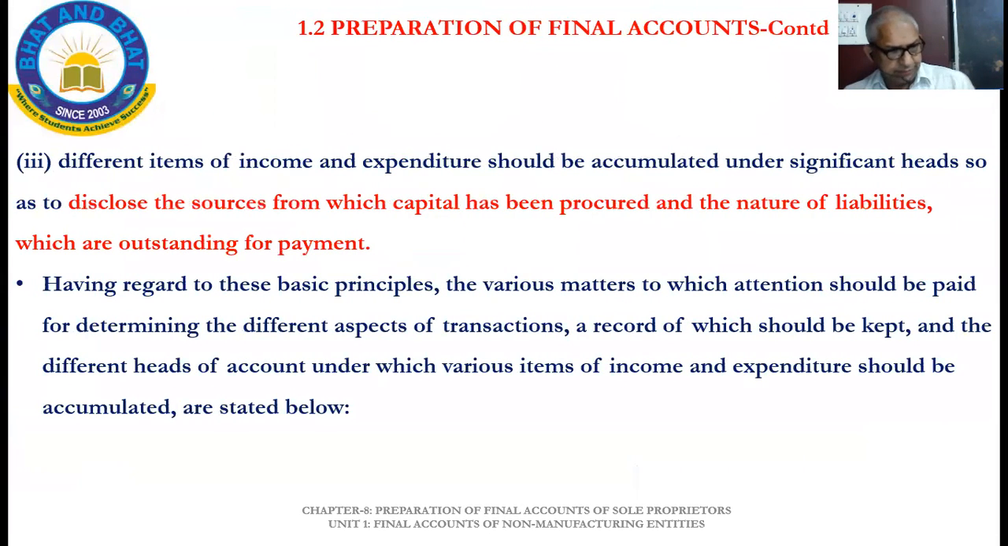This photo you take. Sir, will they ask both vertical and horizontal final accounts, or only one type? For non-manufacturing, generally it is vertical. And for manufacturing, they will ask for financial statements in the horizontal form. That we will be studying next, after completing this unit. Okay, sir.